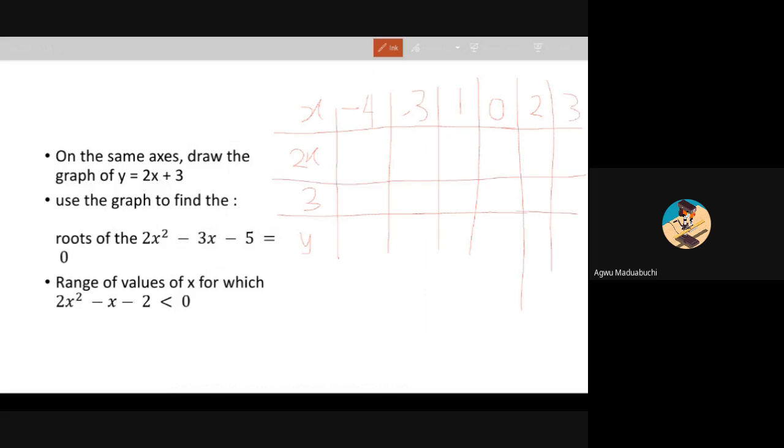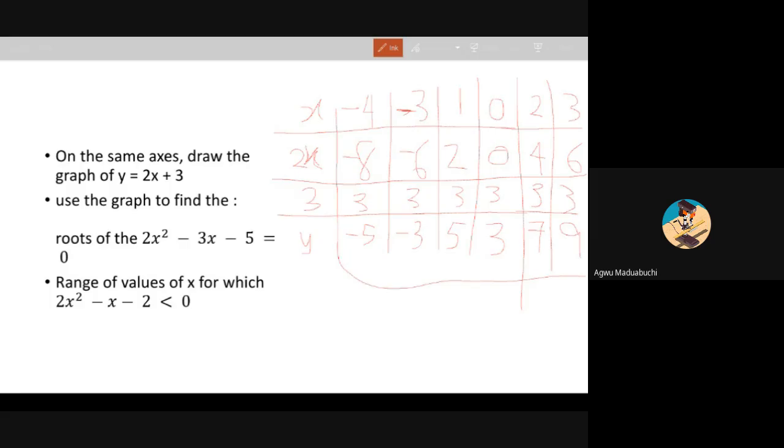So 2x will just be -8, -6, 2, 0, 4, and 6. I hope you understand what I'm doing. 2x means that I use the x value above to multiply 2, and then the 3 remains the same. So if I add this up, this gives me -5, this gives me -3, this gives me 5, this gives me 3, this gives me 7, and then this gives me 9.